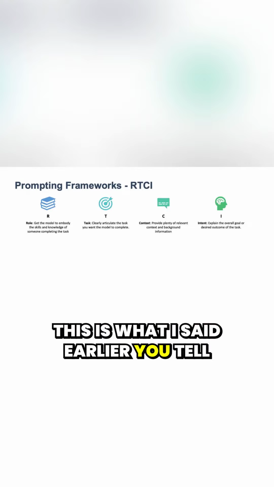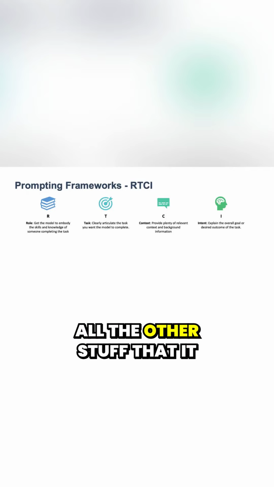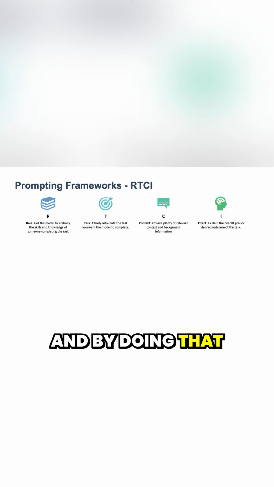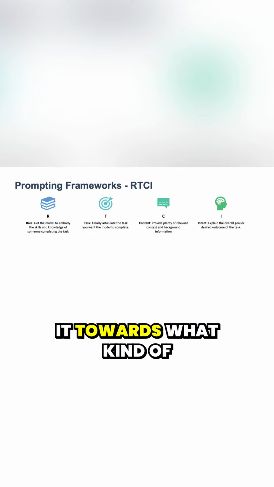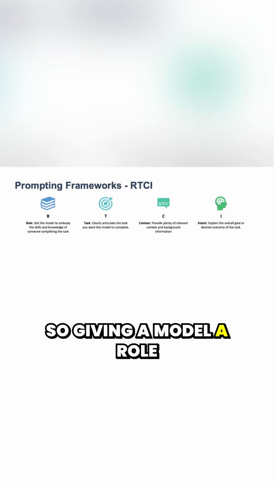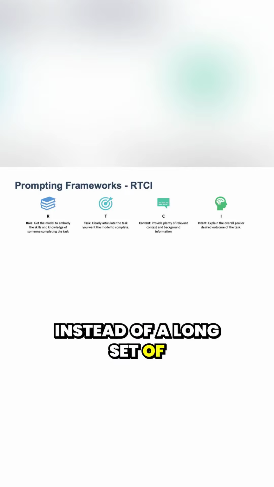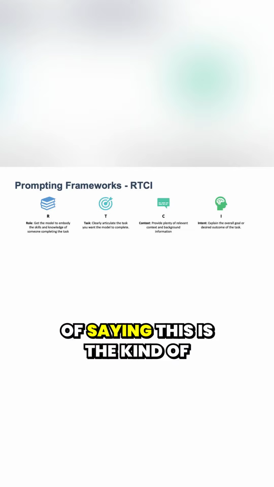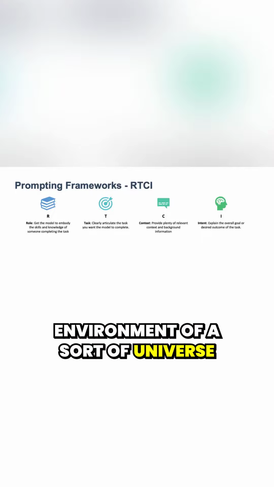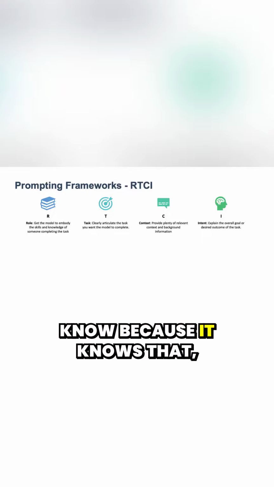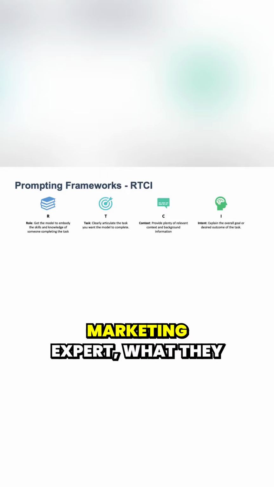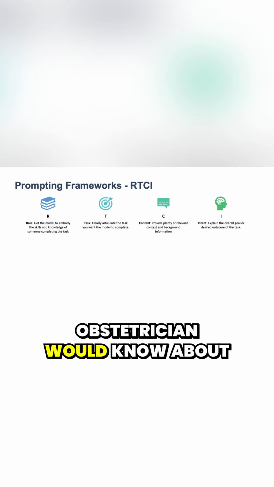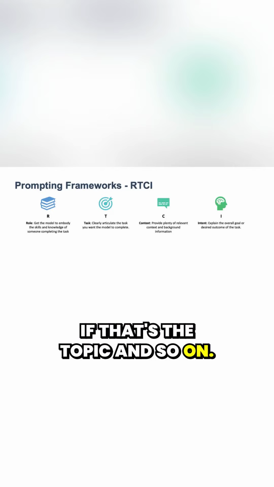This is what I said earlier. You tell it where to look, so it discounts all the other stuff that it shouldn't look at. And by doing that, you're really sort of pointing it towards what kind of information it should look at. So giving a model a role instead of a long set of instructions is a really clever shortcut way of saying this is the kind of environment, a sort of universe of information, that you should know, because it knows that, for instance, a digital marketing expert, what they know about, they know what an obstetrician would know about if that's the topic, and so on.